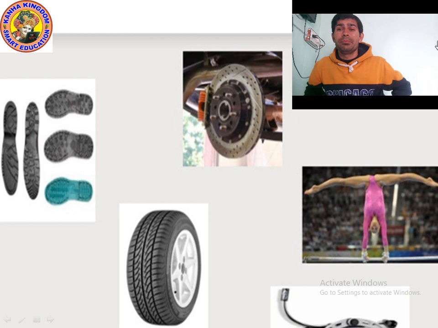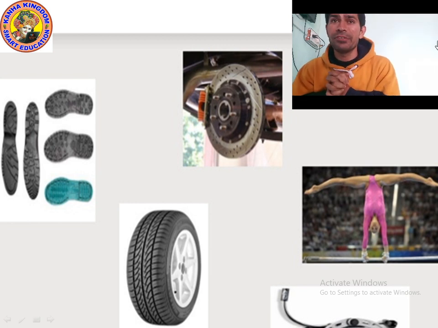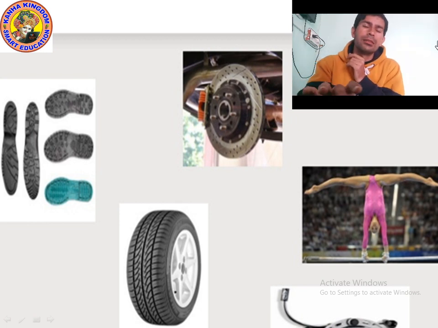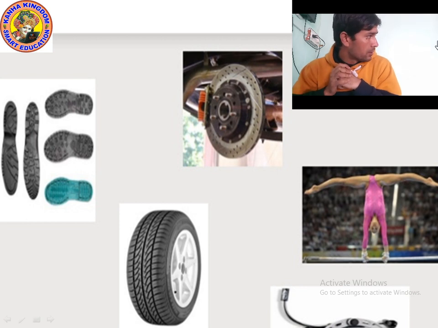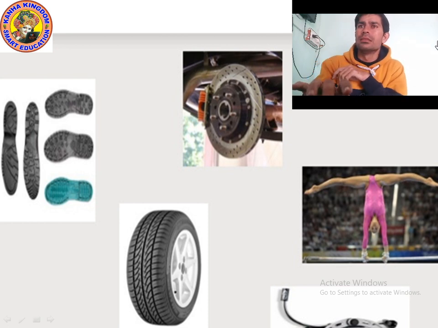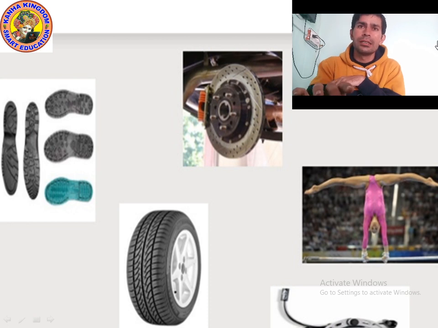So, friction can be increased by increasing the roughness of the surface. As you can see in the picture of the tire, is the surface of the tire rough or smooth? Yes, definitely you will say that the surface of the tire is not smooth. The surface of the tire is rough.